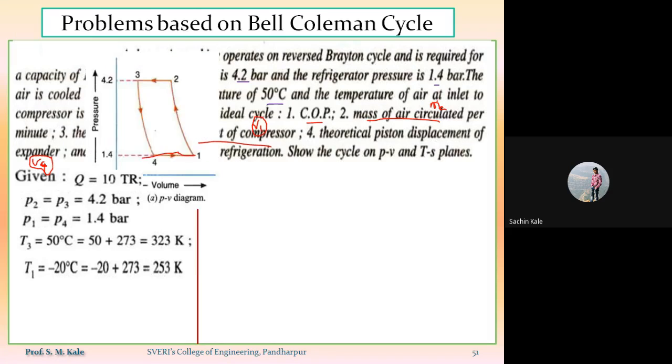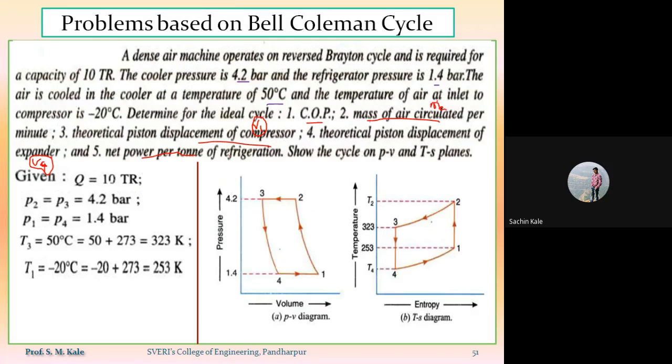So we are knowing the PV and TS diagram for Bell-Coleman cycle. So those are the PV and TS diagram for Bell-Coleman cycle. So according to the given data, write down these values. 4.2 bar, T2 is equal to T3, 1.4, T4 is equal to T1. Value of T3 is nothing but 323. Value of T1 is nothing but 253.